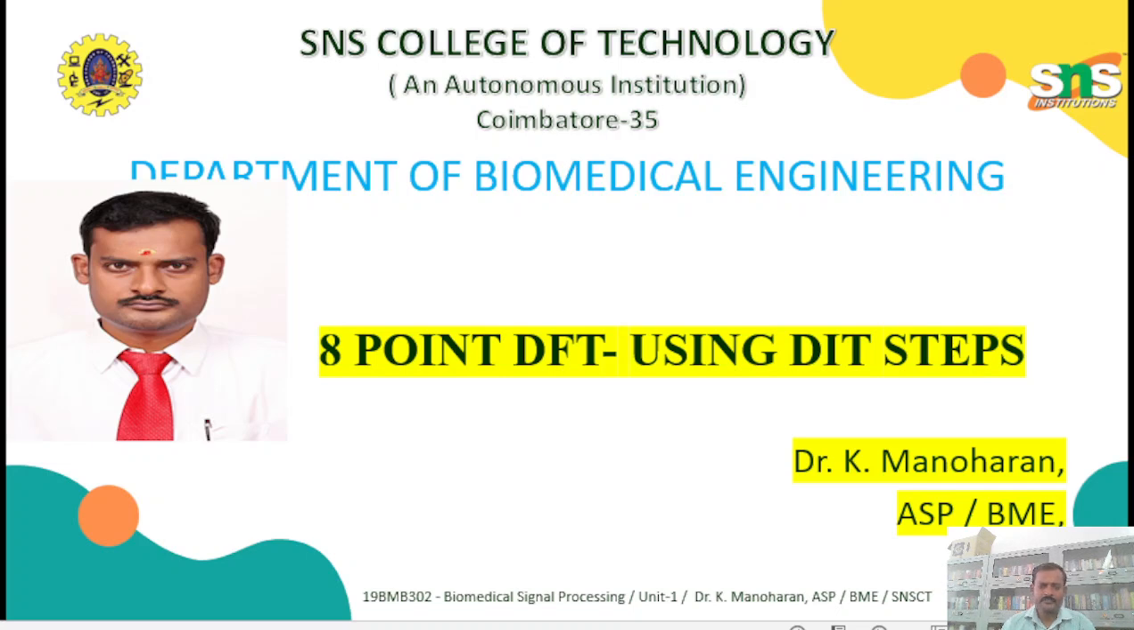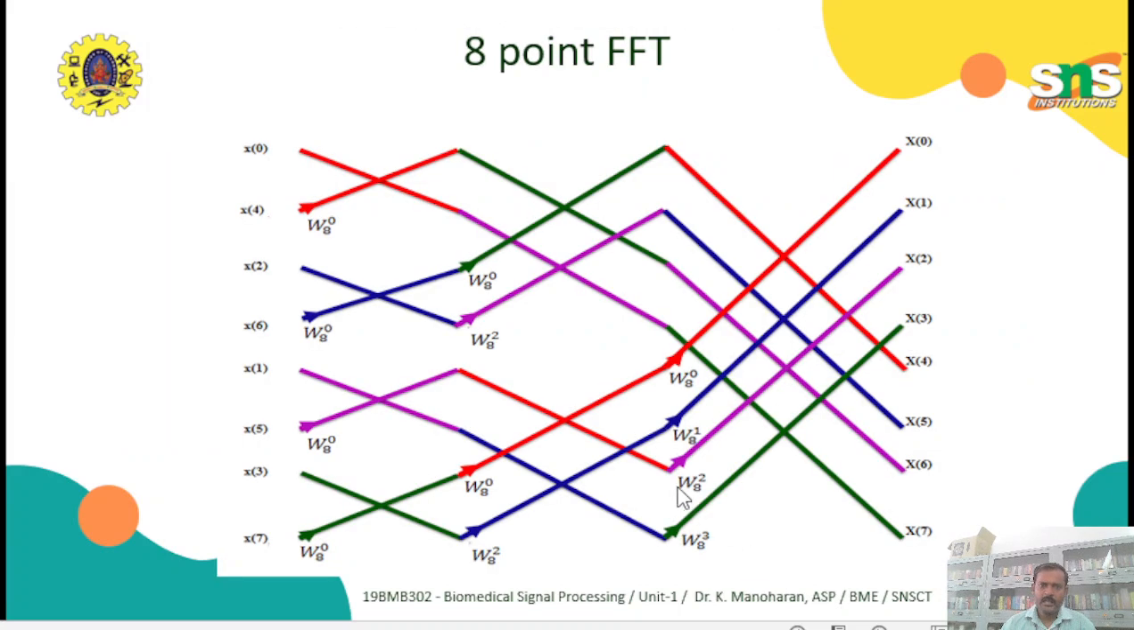So today in class we are going to discuss the 8-point DFT using the DIT algorithm, the basic steps followed in this computation. Look at the butterfly structure. This is an 8-point DFT using the DIT algorithm structure. Look at this. This is X of 0, X of 4, 2, 6, 1, 5, 3, 7. This is the bit reversal order. So input is in bit reversal order and output is in natural order.